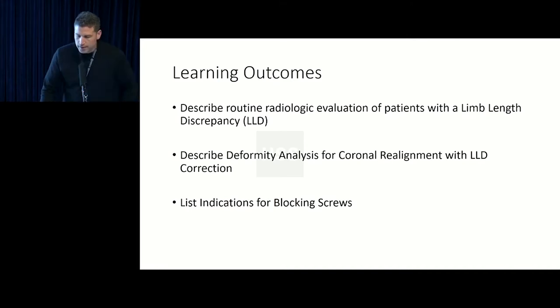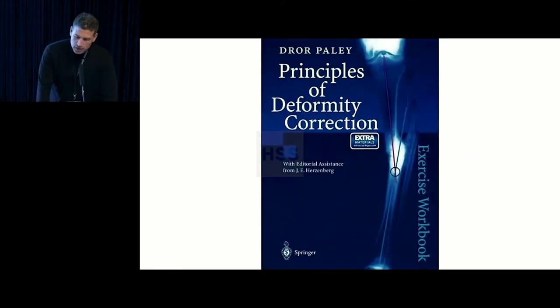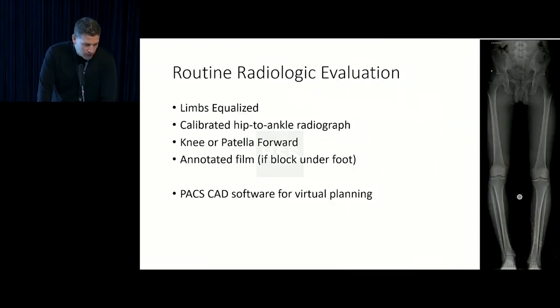So we went over a little bit the routine radiologic analysis of patients with an LLD, and then we're going to go over deformity analysis and a coronal realignment in a patient who has an LLD, and we'll talk about some indications for blocking screws. So again, chapters 1, 2, 3, and 4 in this textbook are critical. Don't forget chapter 4.